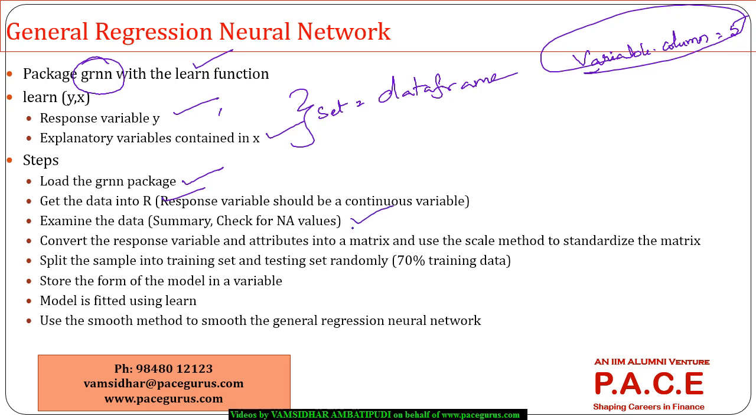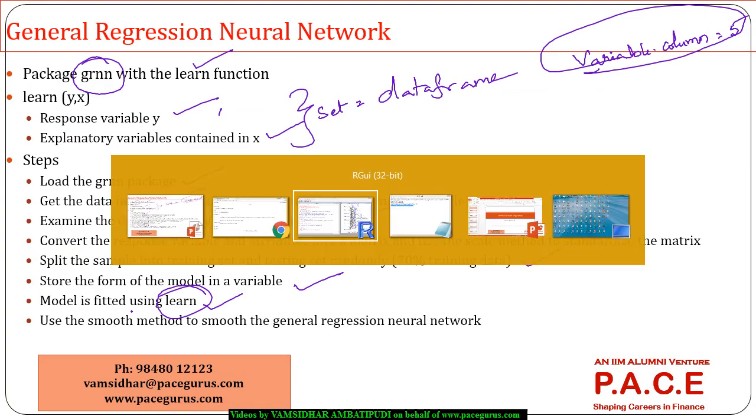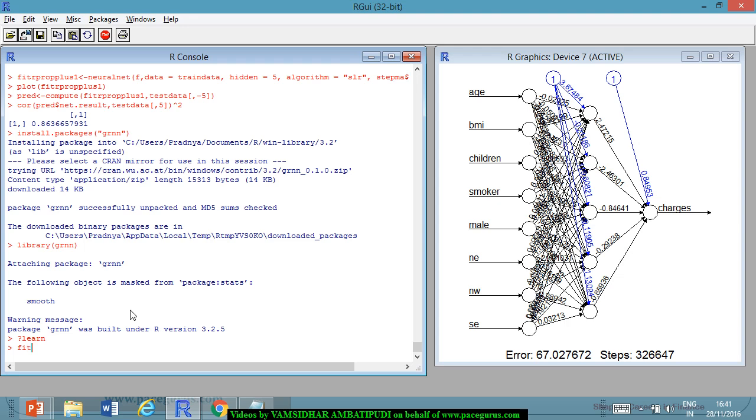Because we are using the same data, I don't need to do these things again and again. We have split the sample into the training data as well as the testing data. The form of the model has already been stored. Then the model is fitted using learn. So this is where we are. So I can use fit learn, or fit grnn. No, let me say fit learn. After smoothing, I'll call it fit grnn.